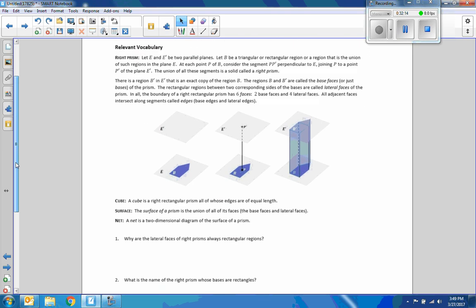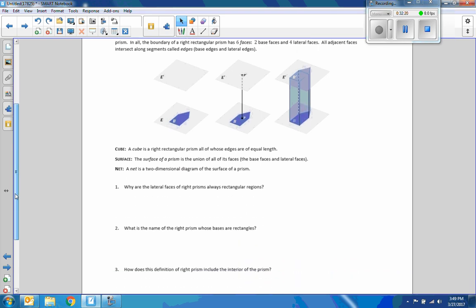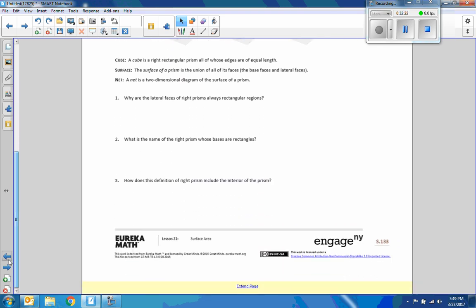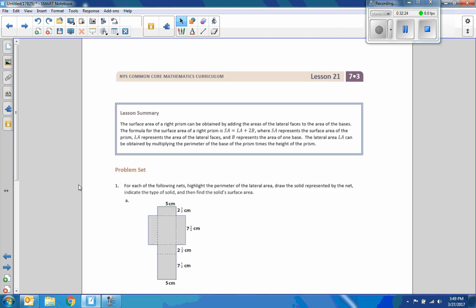Okay, relevant vocabulary, right prism, cube, surface, net, all this stuff. Why are these lateral faces always rectangular regions, and so on and so forth. I'm going to leave that for you, and that is the end of the lesson. 21, go do your problems.